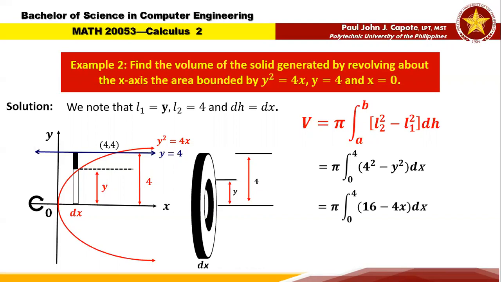So we have, transforming the integrand, 4 squared equals 16. Now y squared will be replaced by 4x. Since y squared equals 4x, so we have 16 minus 4x. Then integrating this integrand with respect to x, then evaluating the integral from x equals 0 to x equals 4, we get the volume of the washer, which is equal to 32 pi, or that is approximately equal to 101 cubic units.